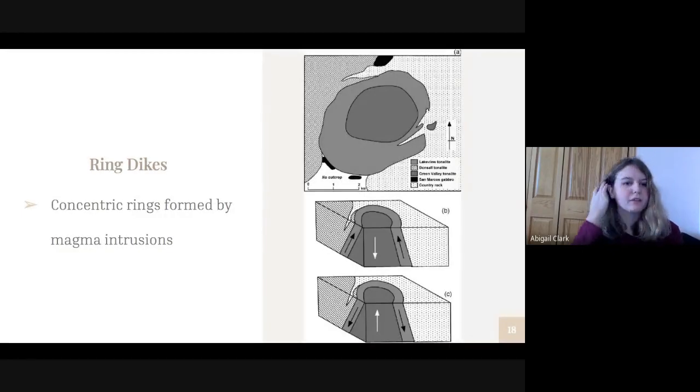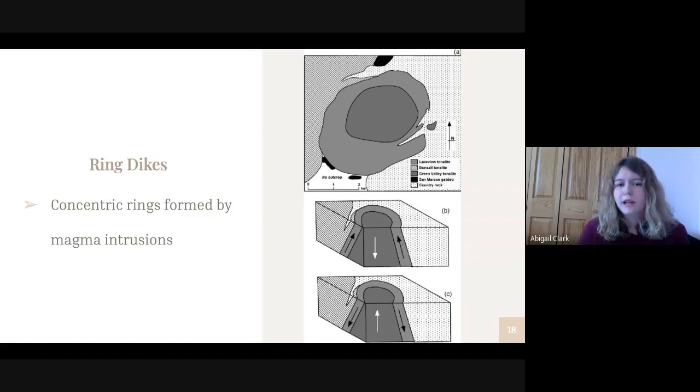So ring dikes. Ring dikes are concentric rings formed by magma intrusions, and in this case is not Red Hill, but I like the cross-section views that they show. So you can see in map view, this is two concentric circles that intrude into each other, and in cross-section, you can see that this light gray ring intruded up to the surface, and then a secondary intrusion of this dark gray magma intruded through that first ring.